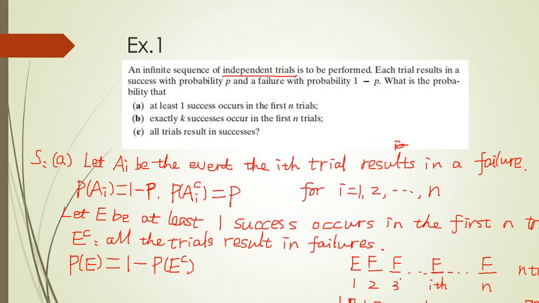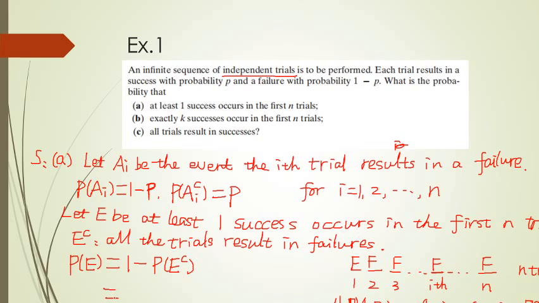So what does this mean? All the n trials, they are all failures. That will be the product of each event probability, right? All those n trials, each one is a failure with the probability 1 minus p, right? So it will be (1 minus p) to the exponent n.